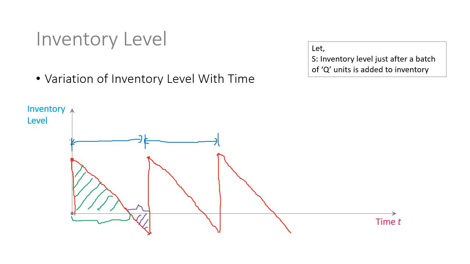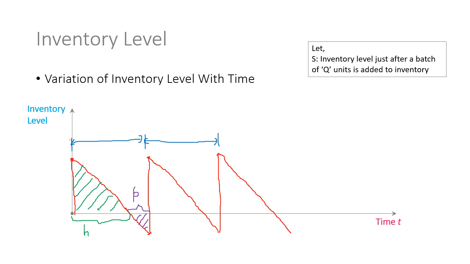So we say that for the green portion of the cycle, holding cost is incurred by the company, while for the purple portion, shortage cost is incurred by the company. For the green portion, there is no shortage cost incurred, while for the purple portion, there is no holding cost incurred.